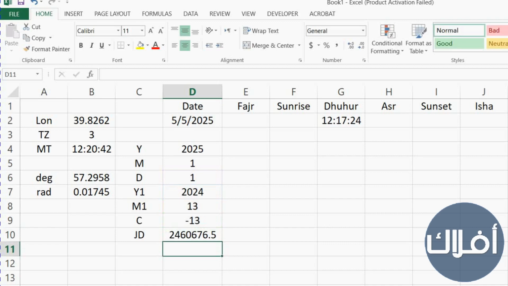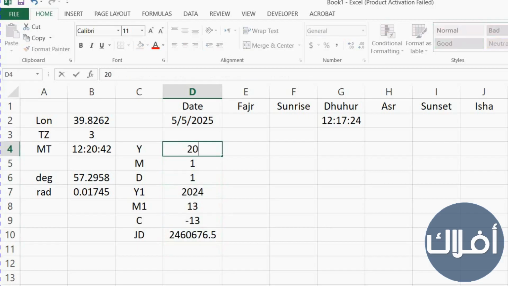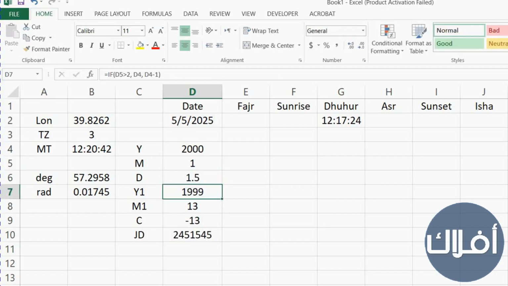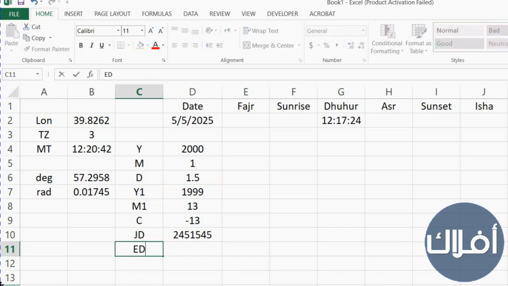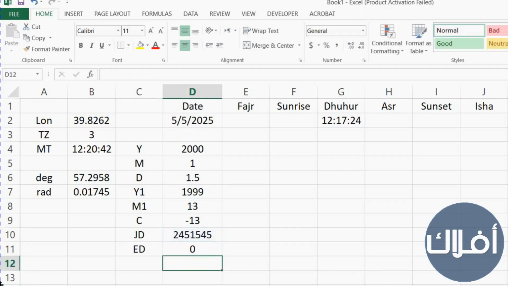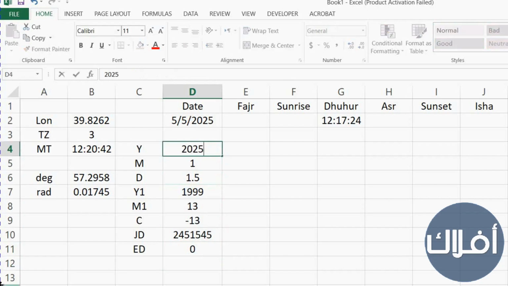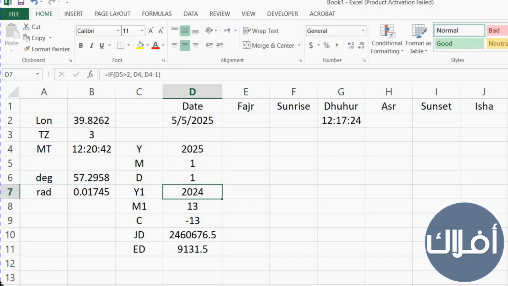Now to calculate the epoch day, all we need to do is use the year 2000 and day 1.5, because we need 12 noon time. And this will be the JD for 1st of January 2000 at 12 noon time. So all we need to do is ED equals JD minus 245.1545. So if we go back to year 2025, day 1, we'll see that the ED equals 9131.5.